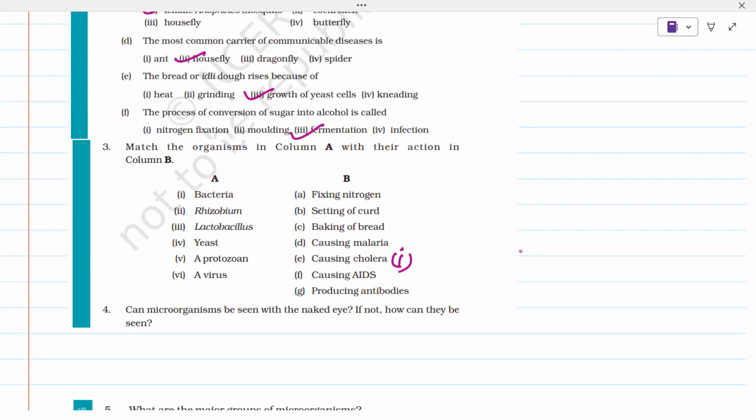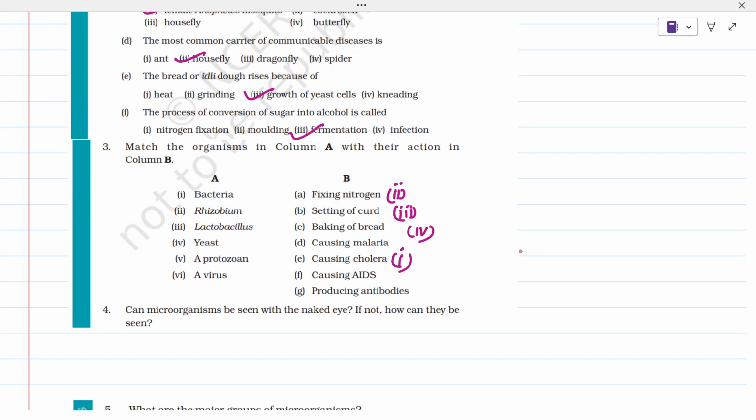Rhizobium, it is a bacteria, right, which helps in nitrogen fixation. So here we will write Rhizobium. Then Lactobacillus, it is again a bacteria which helps in setting of curd. It converts milk into curd, right? Then number 4 is yeast. We know that yeast helps in baking of bread, right? So here we will write number 4.